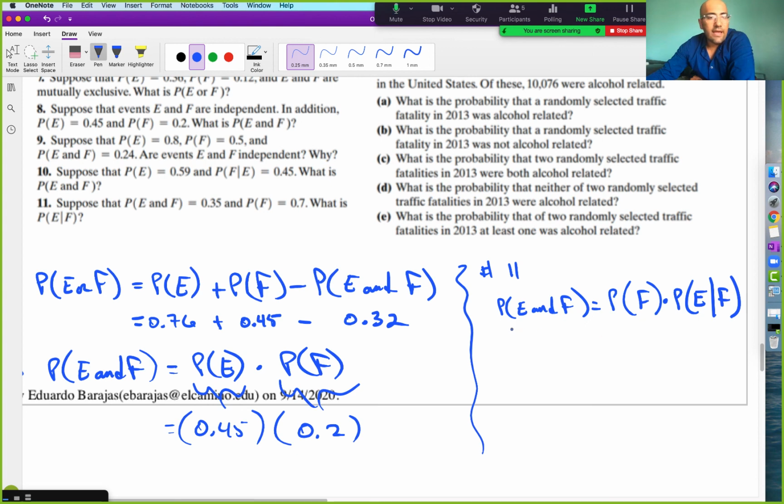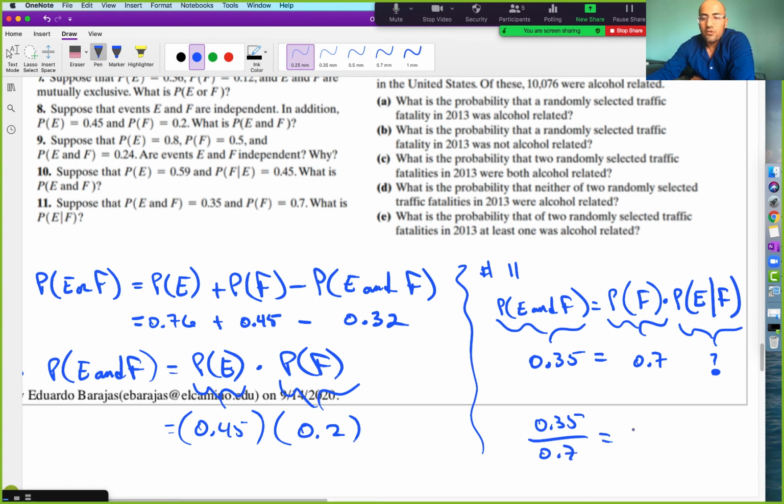Good. And now this part is given to us on number 11. They gave us this, which was 0.35. And they gave us the probability of F as 0.7. And this is what they're looking for, right? This is the question mark. So all we have to do is divide both sides here, and we should get that. Good. So 0.35 divided by 0.7 should be equal to the probability of E given F.